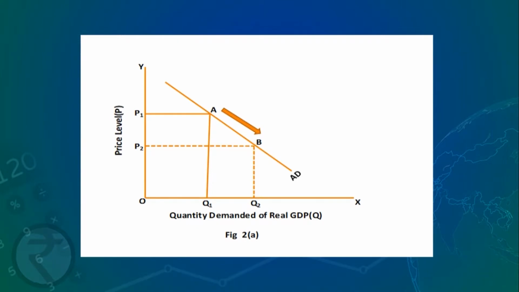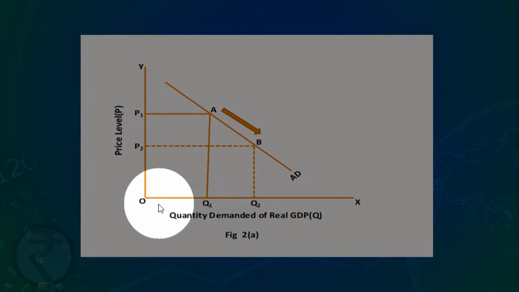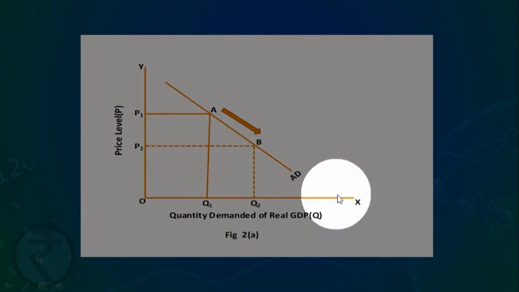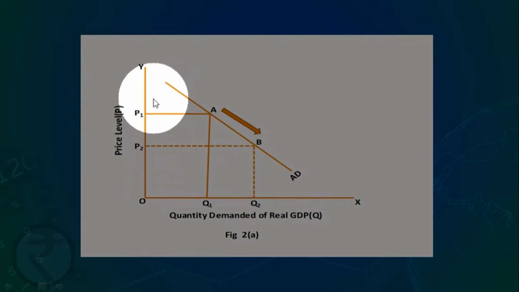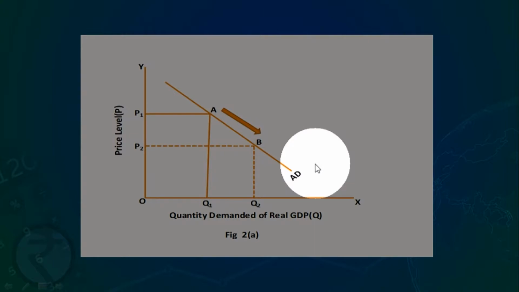Just like the earlier diagram, we have shown the quantity demanded of real GDP on the x-axis, and the price level on the y-axis. AD is the aggregate demand curve which is sloping downward.